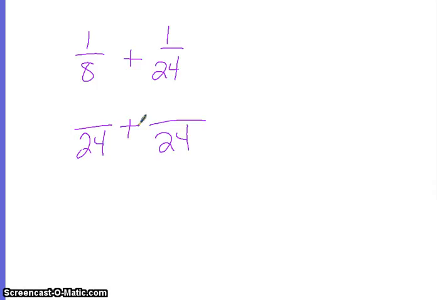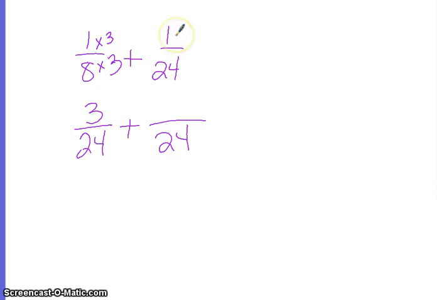So 8 times what gave me 24? Oh, 8 times 3 gave me 24. So I do the same thing with the top. 1 times 3 is 3. So now this is my new fraction. 3/24 is the same thing as 1/8.